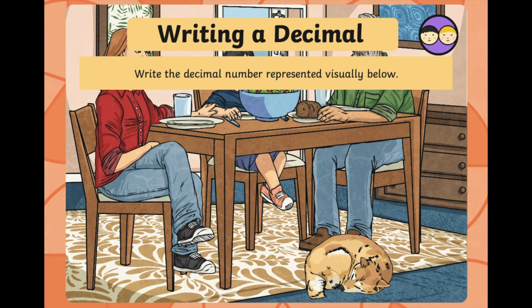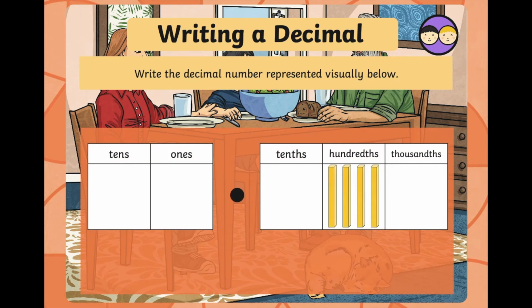So now we're going to look at writing decimals. If you haven't got one already, then get a notebook or a whiteboard if you've got one, and I want you to write the decimal number represented visually below. So have a go at this one.